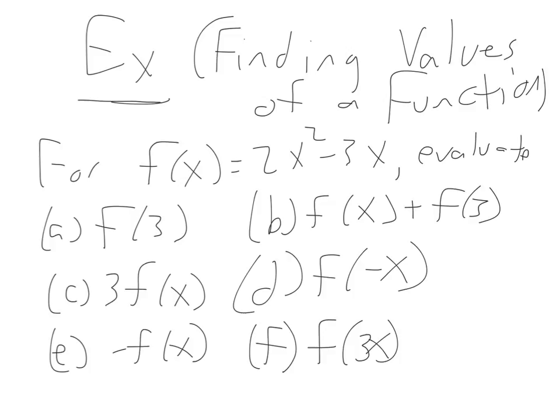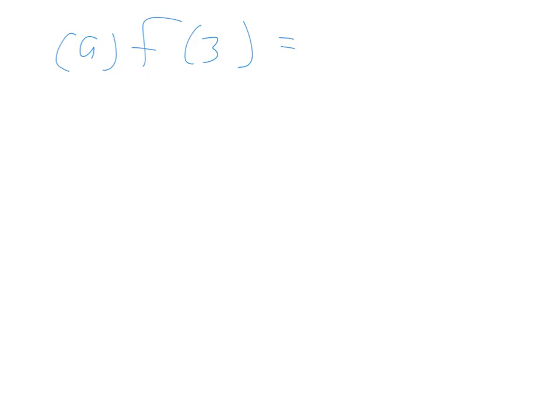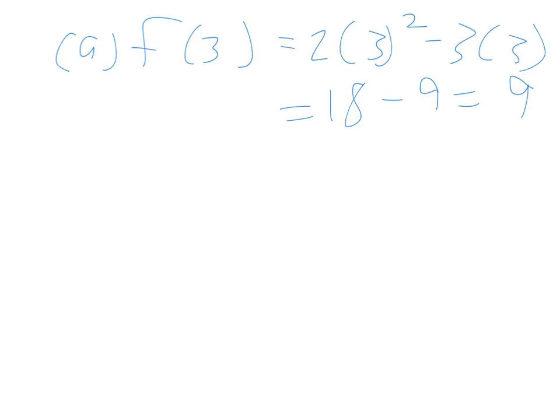Alright, now we're going to go over an example of finding the values of the function. For f of x equals 2x squared minus 3x, evaluate f of 3, f of x plus f of 3, 3f of x, f of negative x, negative f of x, and f of 3x. F of 3, you just plug in 3 into x, so you should get 18 minus 9, which is 9.